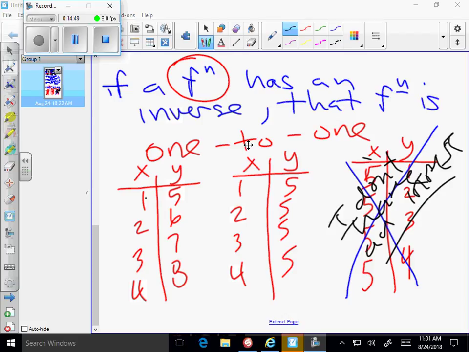So Brad said, no, let me build it. Brad said each input goes to one output. And I think Brian is saying this y value goes to only one x. Each input goes to only one output is a function. Each output only goes to one input is the inverse is a function.